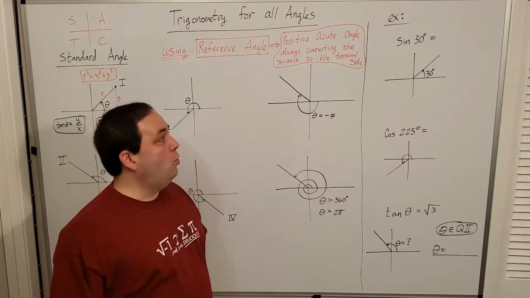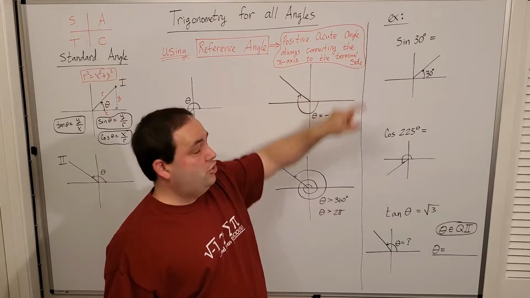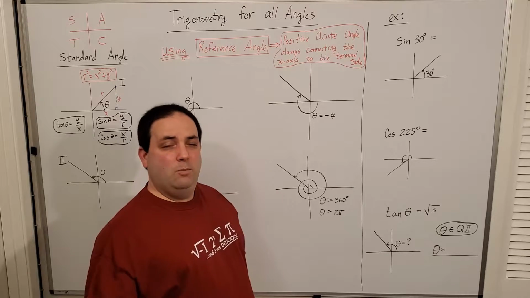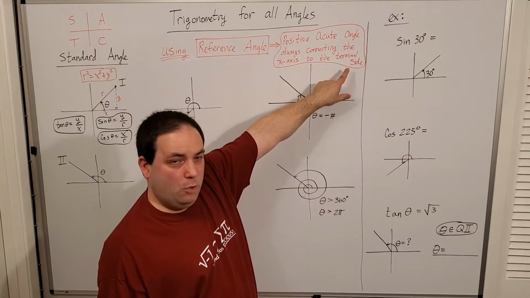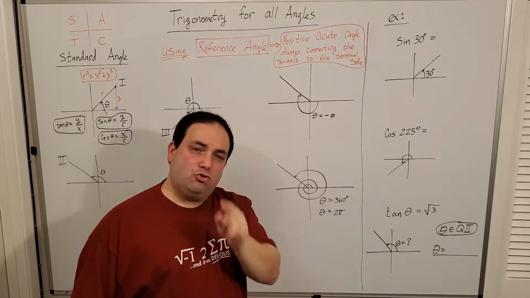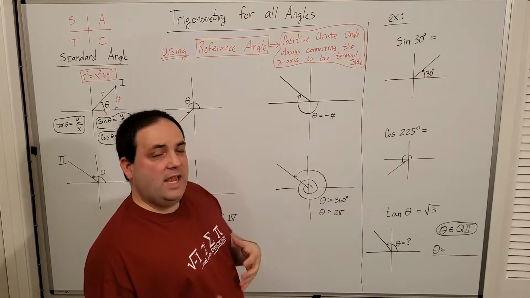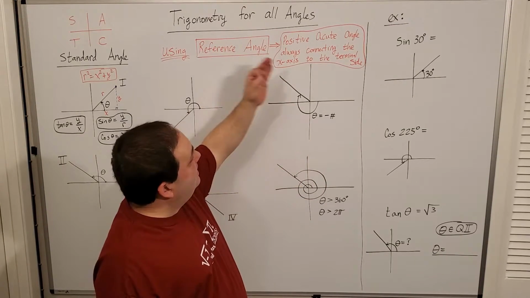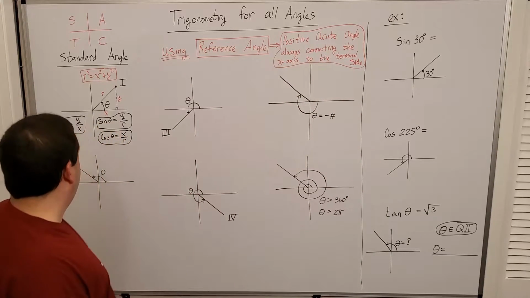Now, one other important thing. It always connects the x-axis to the terminal side of your angle. Important. Read it again. X-axis to the terminal side. Never draw a reference angle to the y-axis. Our reference angles, by definition, must connect x-axis to terminal side. So here's what I mean.